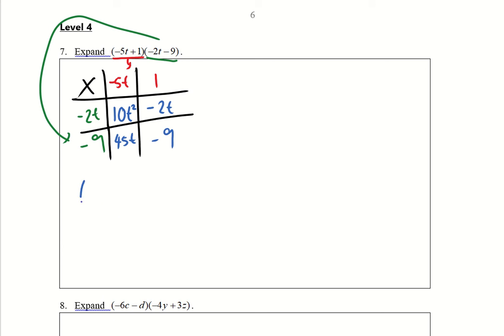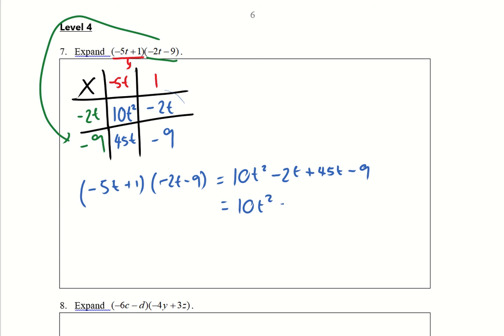So when you expand your question, you write back everything, from left to right, top to bottom. So 10t squared first. And then the next one is negative 2t. Next one is 45t, so plus 45t. And then last one will be negative 9. And then there are like terms here. So negative 2t and 45t are like terms. I have 10t squared plus 43t minus 9.